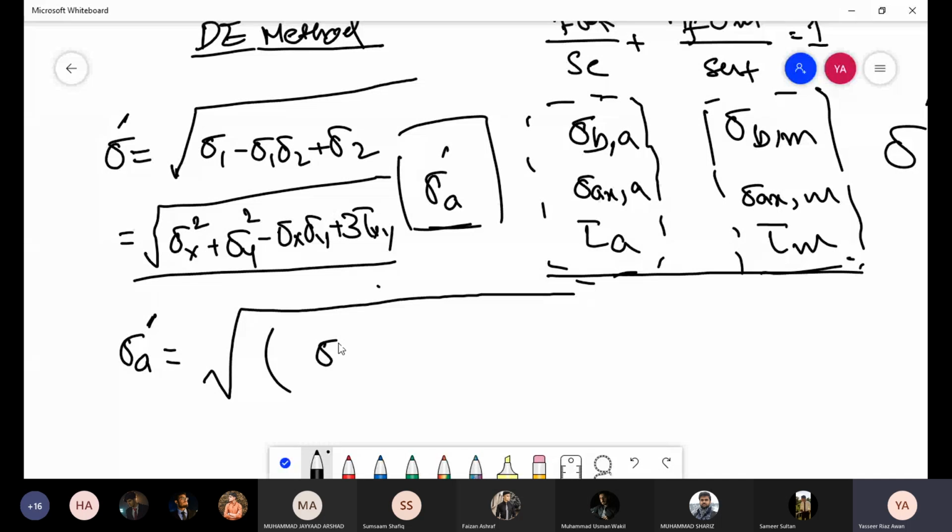So basically you have sigma bending alternating component and sigma axial alternating component, and you add those to get sigma x. So this is basically sigma x, okay.